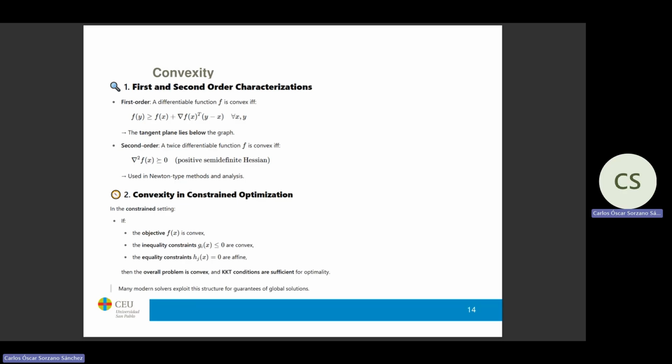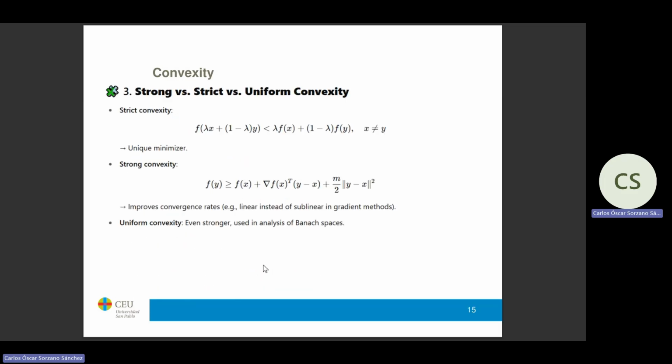So once you find a point that fulfills these conditions, you are done. You don't have to check if it is an optimum or not. And many libraries that you are using exploit this structure of convexity to guarantee global solutions.